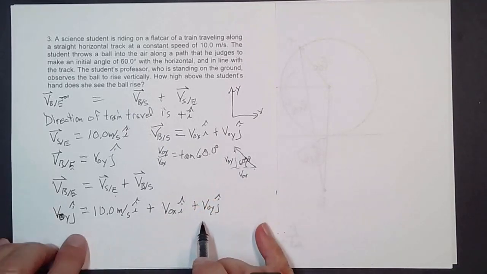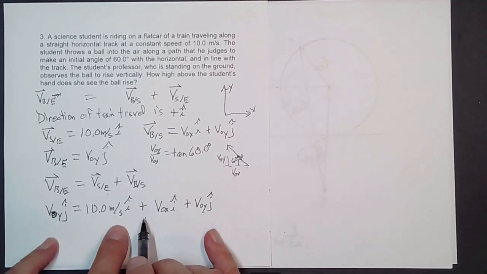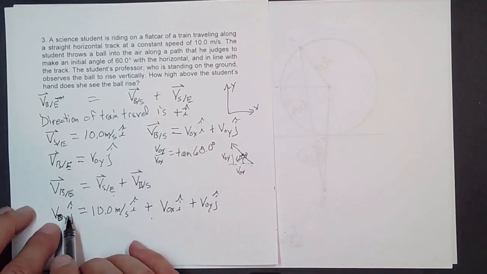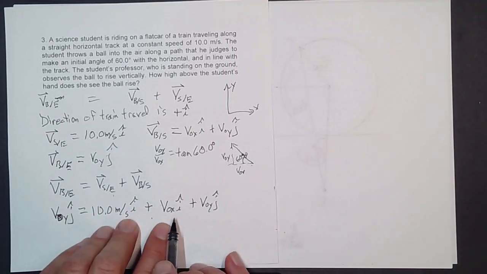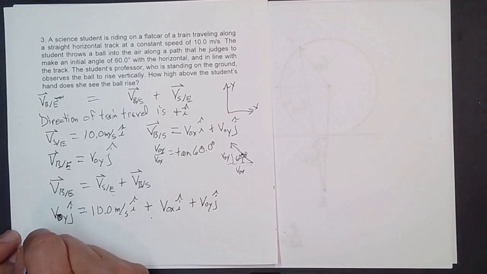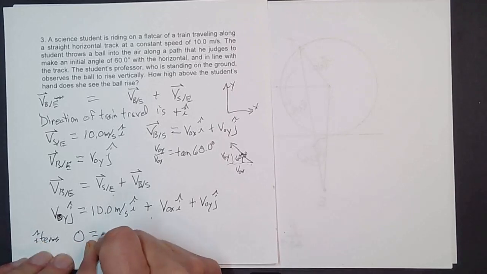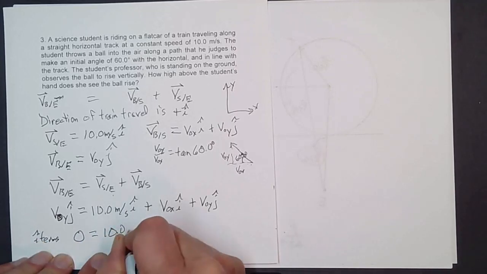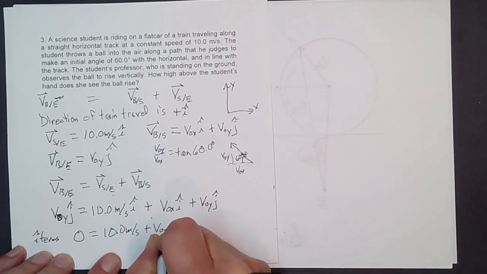Okay, now, the j-hat terms from one side equal the j-hat terms from the other. The i-hat terms from one side equal the i-hat terms from the other. And if I look at the i-hat terms, there aren't any on the left side, so that means 0 is equal to 10.0 meters per second plus v naught x.